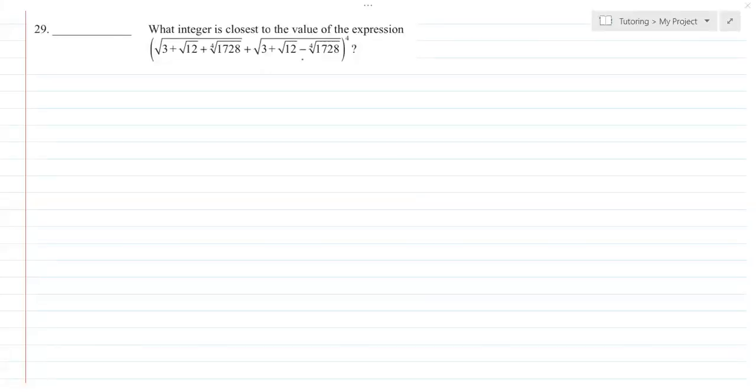Hello everyone, today I would like to explain to you how to solve one example of a MATHCOUNTS question. The question for today is: what integer is closest to the value of the expression?